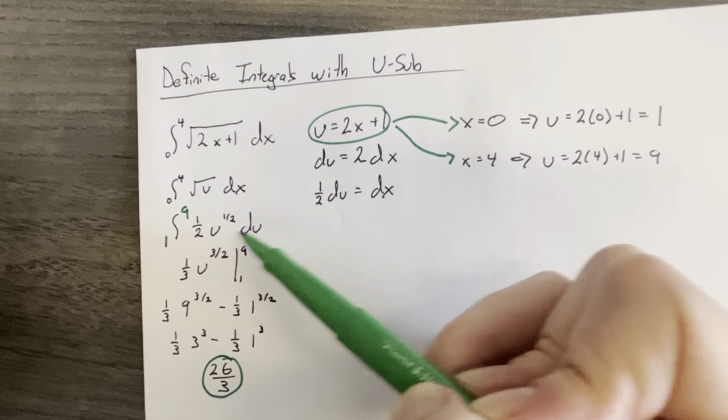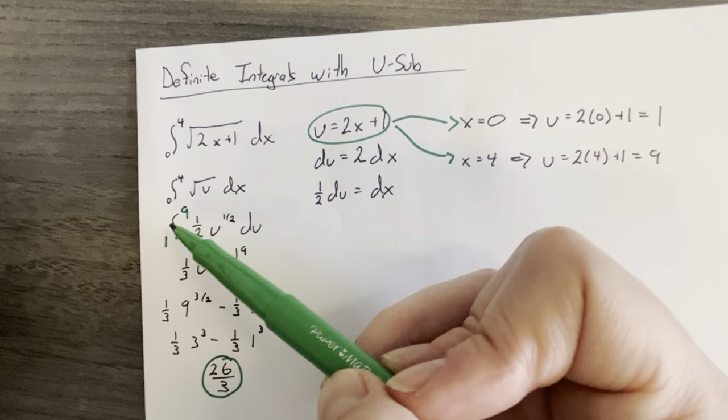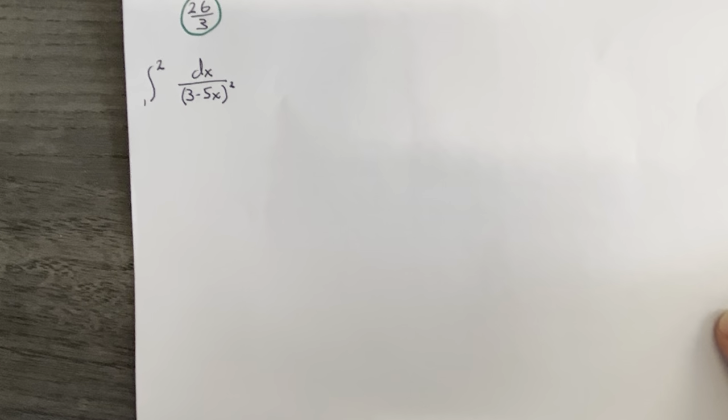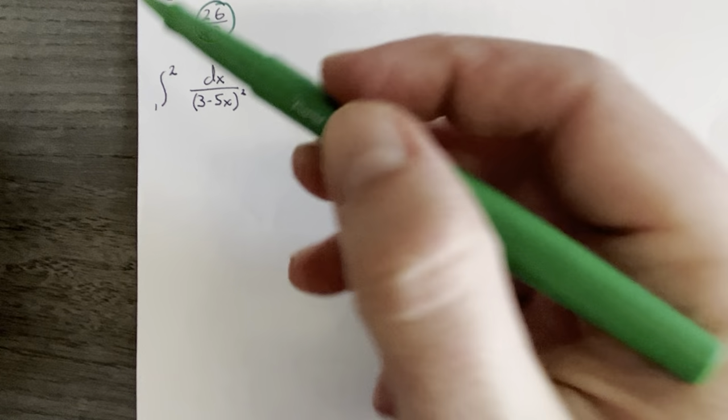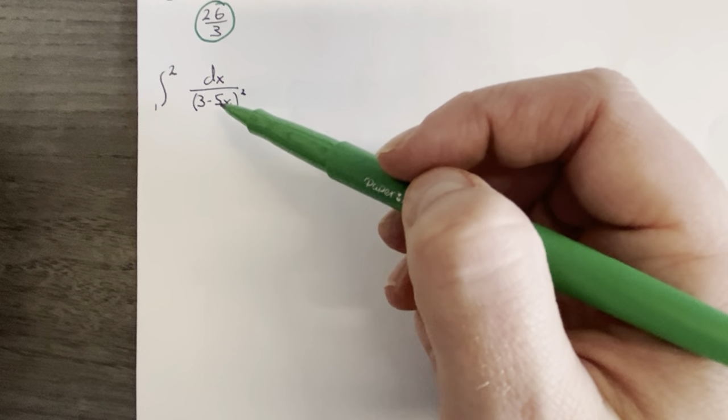So notice with this process, we start in x world. Once we switch to u world, the bounds have to change to correspond with that. Let's try one more example, just so you see how these are going. Same thing. We're going from 1 to 2. Here of dx over 3 minus 5x, quantity squared.